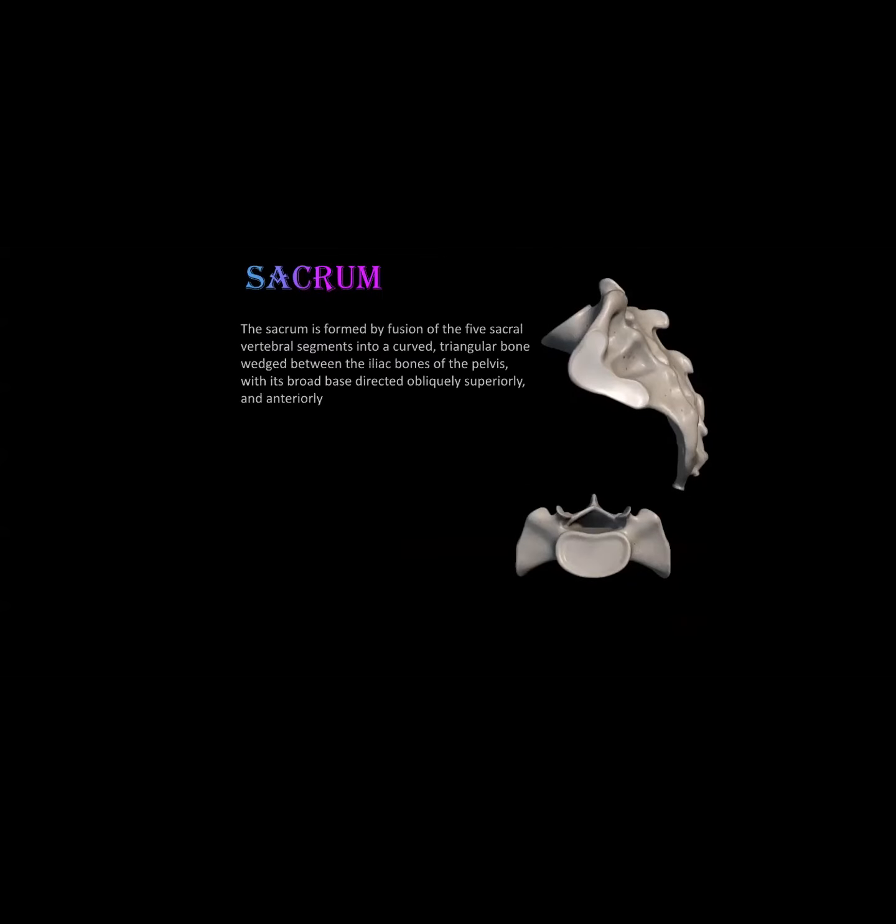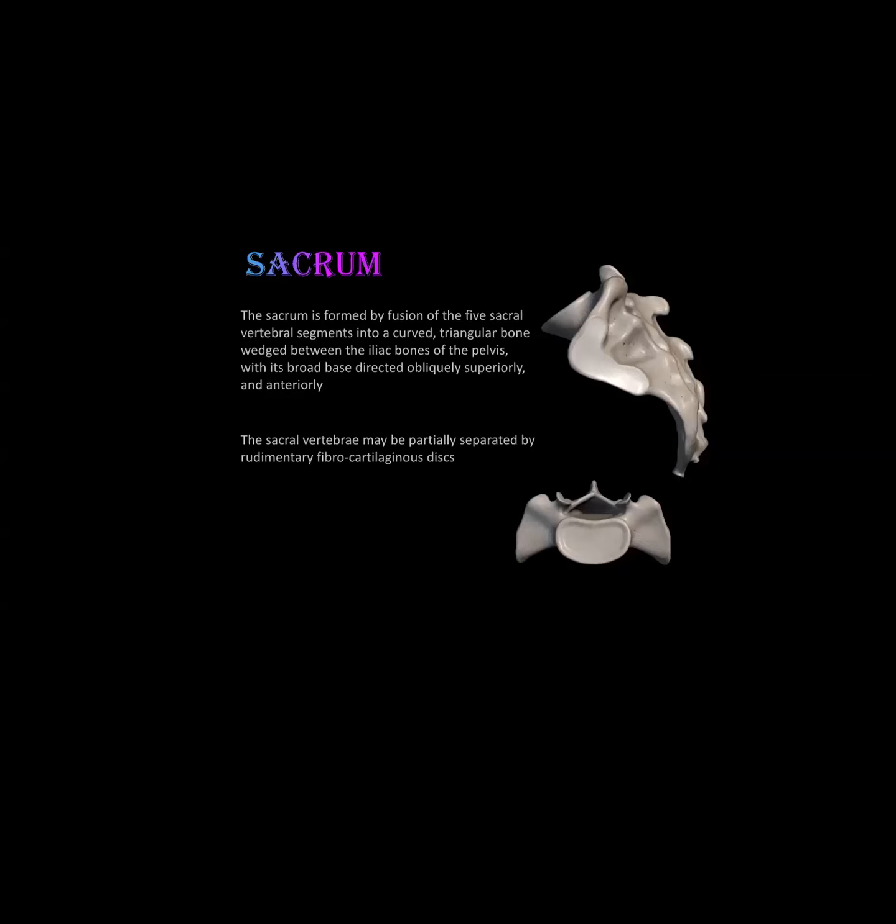The sacrum. The sacrum is formed by fusion of 5 sacral vertebral segments into a curved triangular bone wedged between the iliac bones of the pelvis, with its broad base directed obliquely superiorly and anteriorly. The sacral vertebrae may be partially separated by a rudimentary fibrocartilaginous disc.